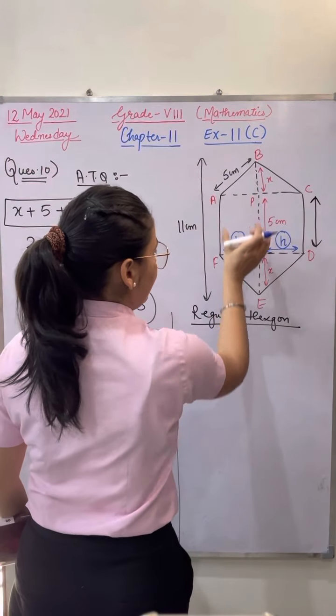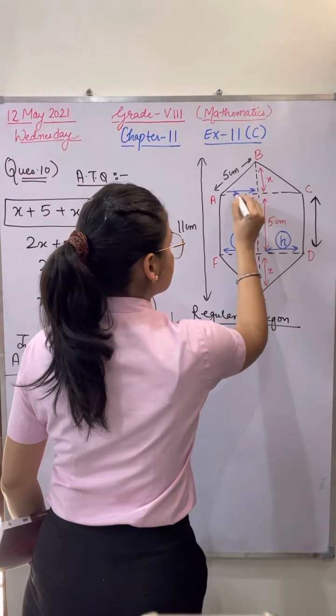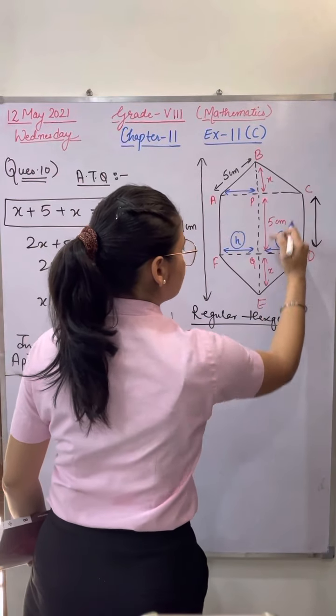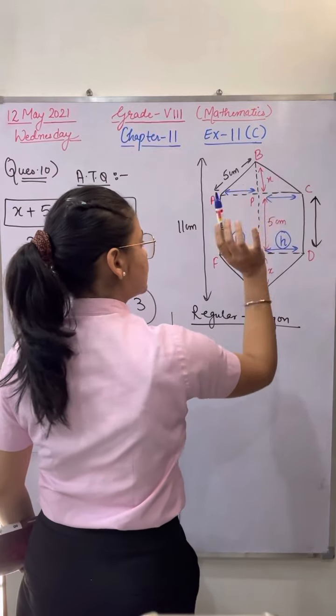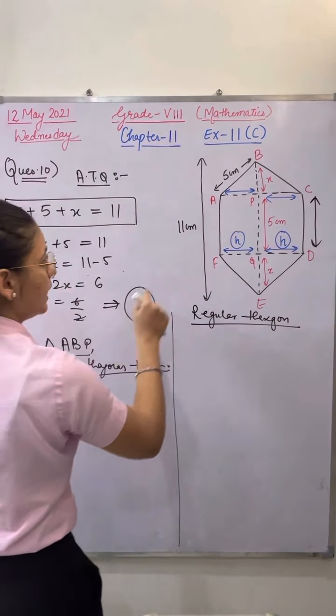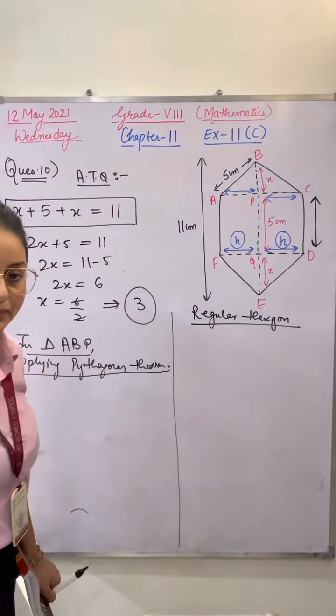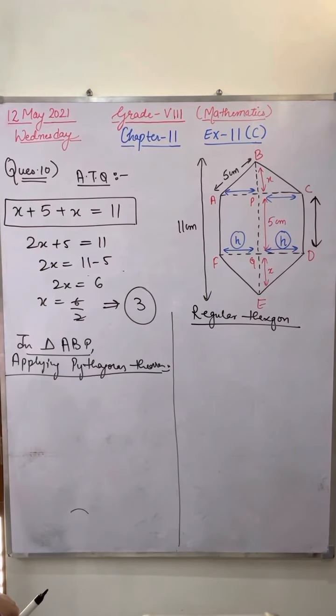This is complete h. Okay? This and this both are same. This and this both are same. In this triangle, this 5 is given. X value you have taken out. Now you can take out the value of AP. Will you take out the value of AP with this triangle?